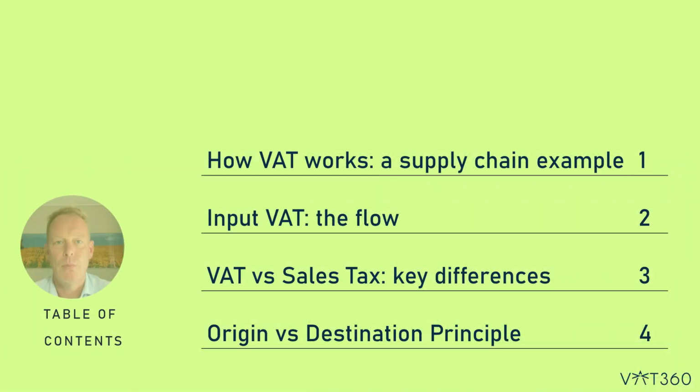In this short module, we'll start by breaking down what VAT actually is, not just the acronym, but the core concept. Then we'll look at how VAT flows through a typical supply chain and how the deduction of input tax ensures the system stays tax neutral for businesses. From there, we'll highlight some key differences between VAT and sales tax, especially relevant if you're used to US systems. Finally, we'll wrap up with a high-level explanation of the destination and origin principles, a crucial concept for understanding VAT on cross-border transactions.